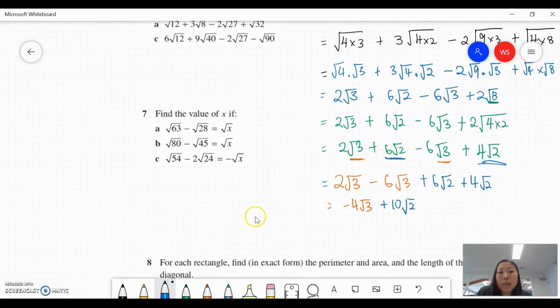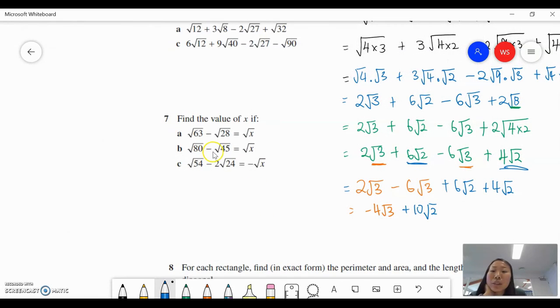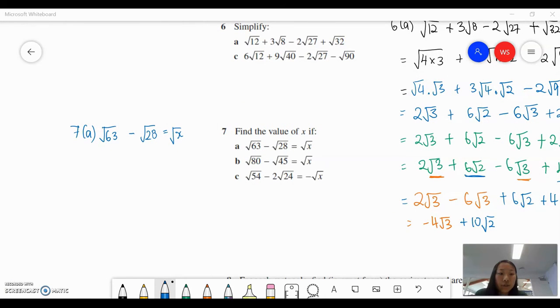Right, coming down to question 7a. All right, so let's give it a go. 7a, find the value of x if square root of 63 minus square root of 28 equals square root of x. All right, so let's just write that out. Now, first things first, we will have to simplify each of our square roots that we have on the left and the right. There are still a couple of perfect square factors in them.